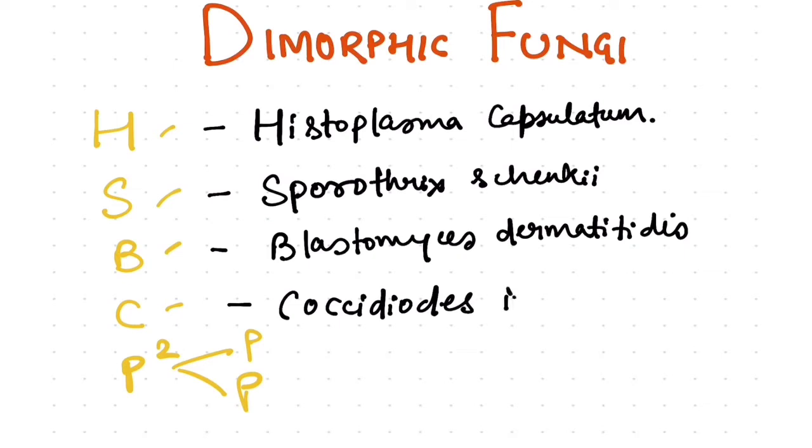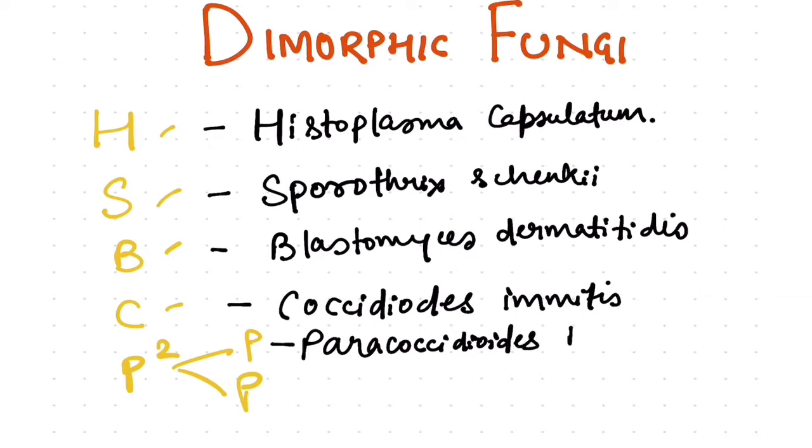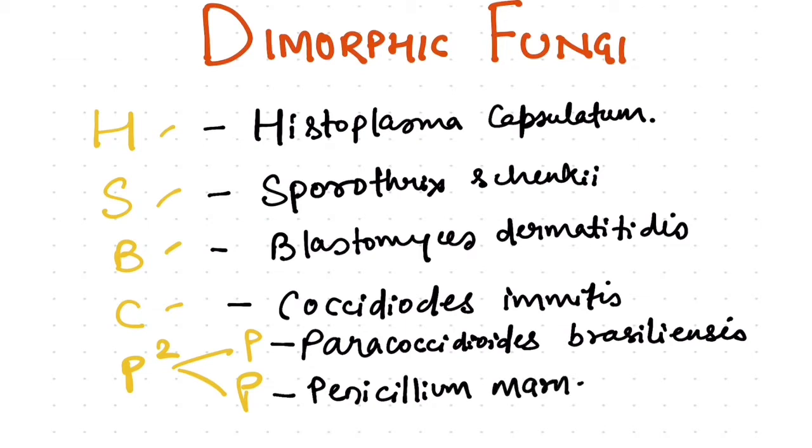Then the next, C, is for Coccidioides immitis. Then the first P is for Paracoccidioides brasiliensis. Then this P is for Penicillium marneffei. Now the name has been changed to Talaromyces. So these are the six examples.